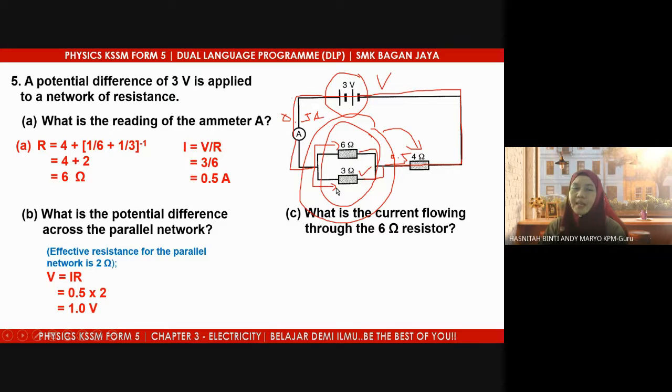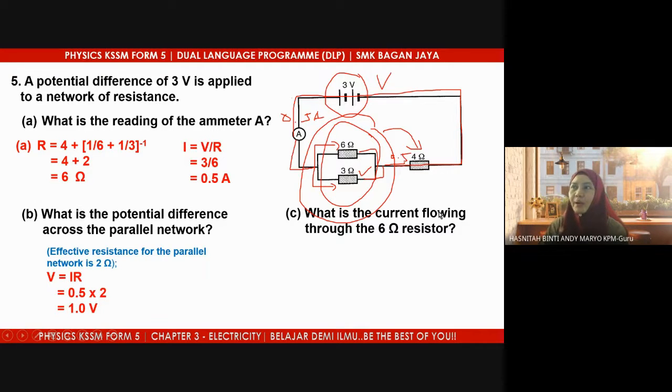So this means, students, what is the potential difference across the 4 ohm resistor? If here is 1 volt, and our total is 3. Yes, very good. So for this one, it is 2 volt. Later, 1 plus 2 will give you 3 volt. Yes, very good. Okay, last question.